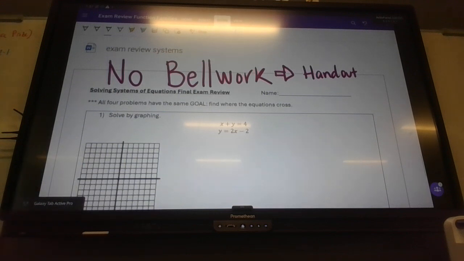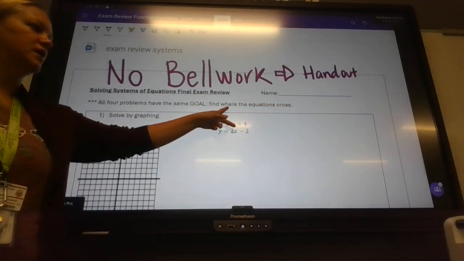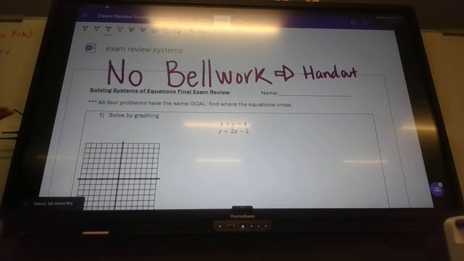All right, there's a whole chapter in the book about systems of equations. And the main goal for that is to find where the equations cross. Every single problem has two equations in it, and you're trying to figure out what point the two equations have in common. So there's three ways to do it. You can solve by graphing, substitution, or elimination. So the handout reviews all three ways.